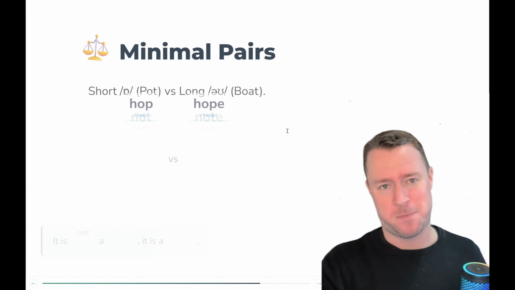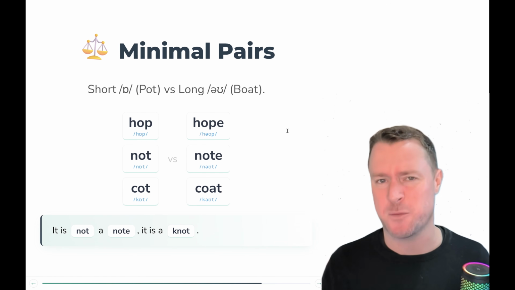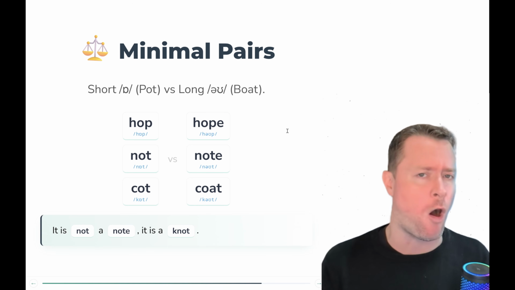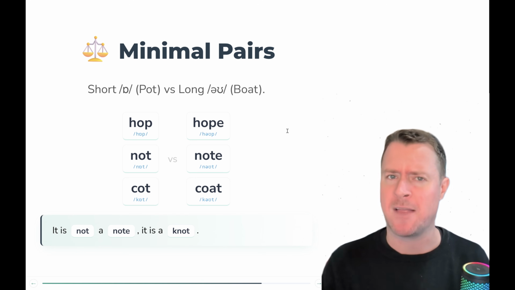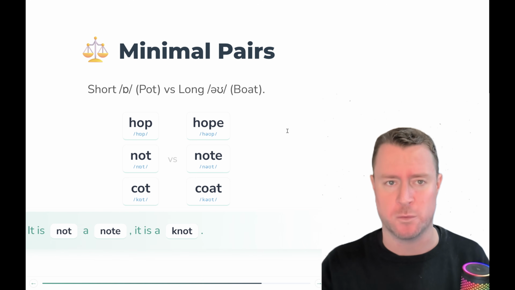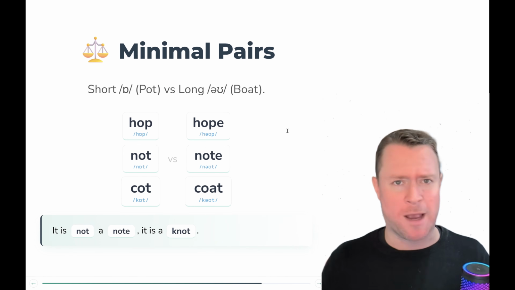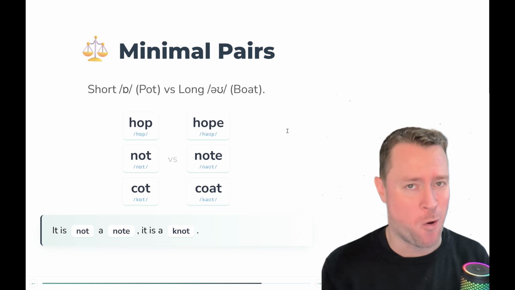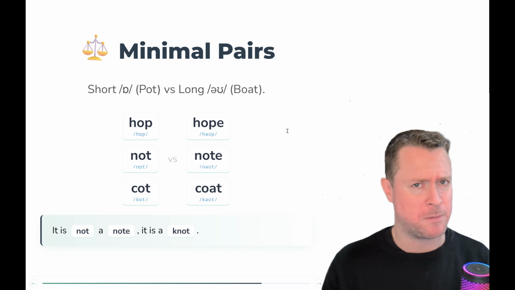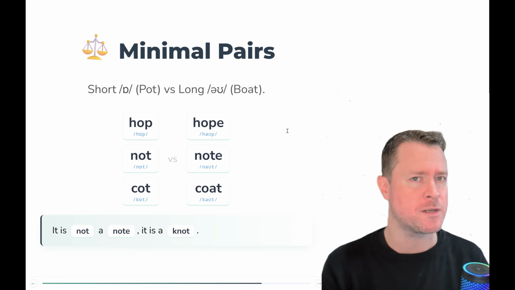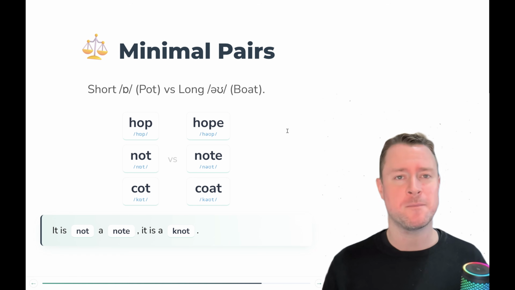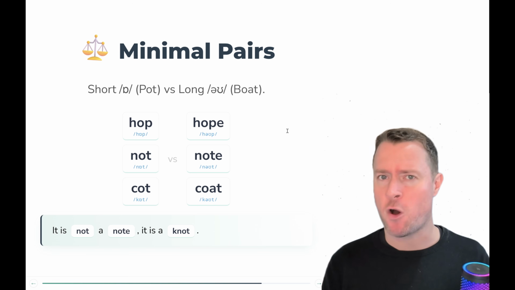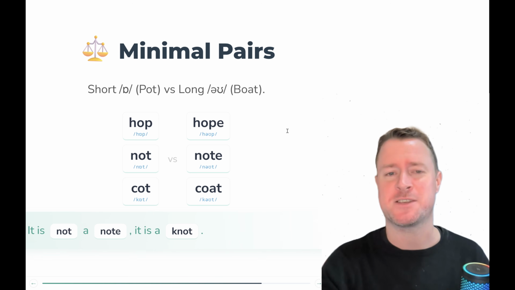Okay? So let's go to some minimal pairs for a little bit of practice. These will really help you. Okay? We're going to practice first that short o sound in words like pot and the long o sound in words like boat. Okay? So let's try hop and hope. Hop, hope. Let's try the next one. Not, note. Or cot, coat. Practice this sentence with me.